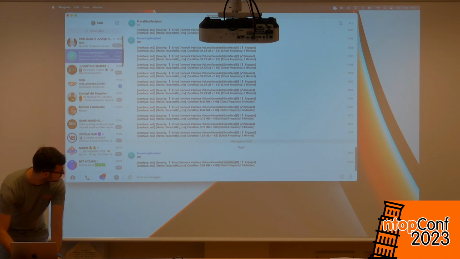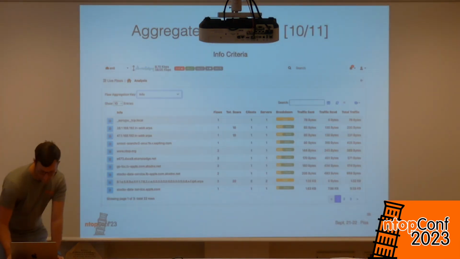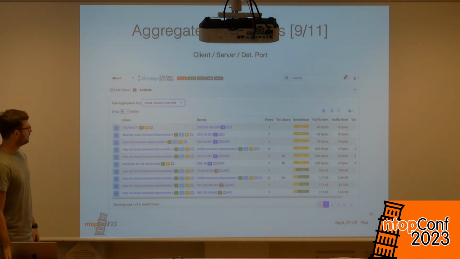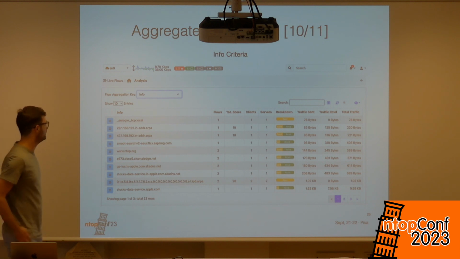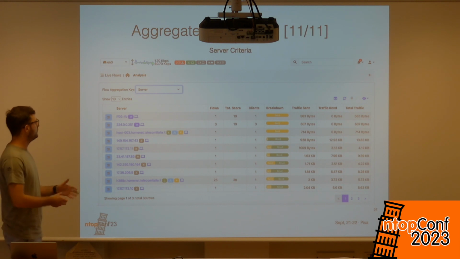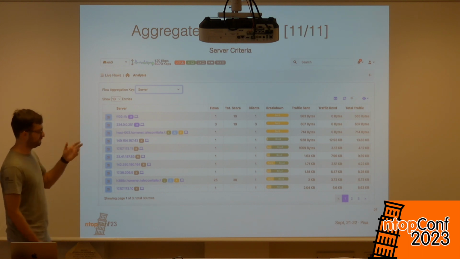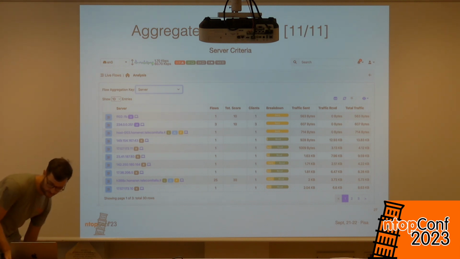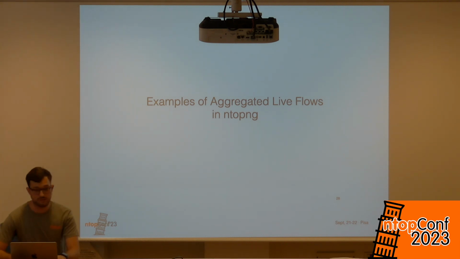Let's continue. Client said okay. Now the info criteria. In this case, we have just the info column and then always the other statistics columns. Finally, we have the server criteria, and in this case, we have just the server column and always the other statistics. So now we are going to make an example of aggregated live flows using ntopng.